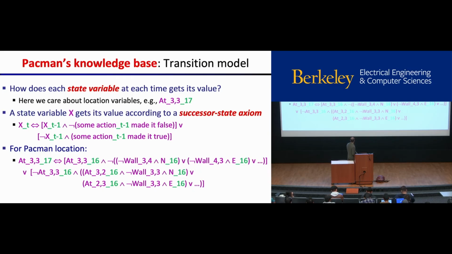Or he wasn't there. He was at this neighboring state, and he moved north and wasn't blocked. Or he was at this neighboring state, and he moved east and wasn't blocked, or so on. And it's messy, but it's still constant in length. Yeah, here is the first, the second, and there's a third and a fourth hiding in there. That's because there are 4 actions.